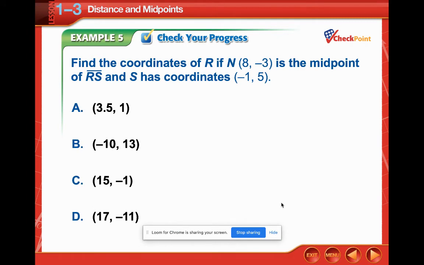Do me a favor, guys, and try and go through this problem on your own. I'm going to give you guys about 5 to 10 seconds to try and solve this problem on your own.